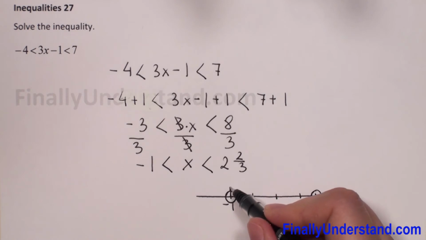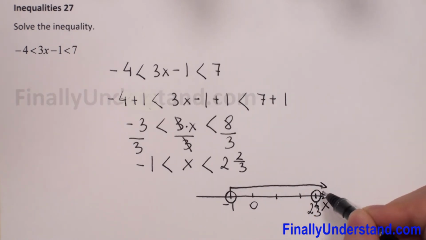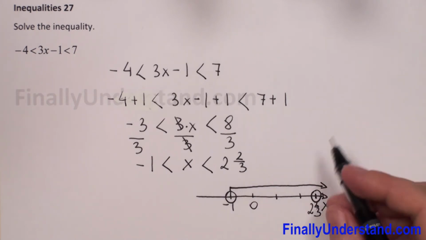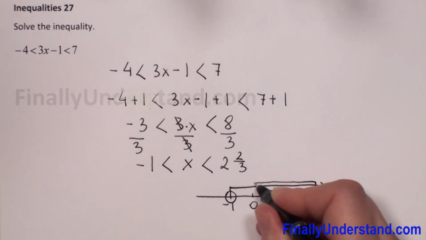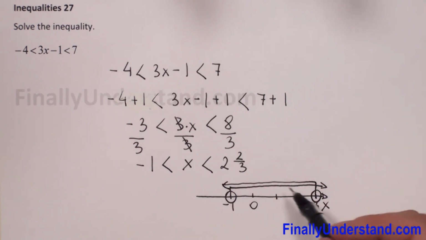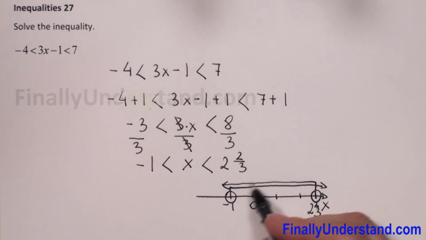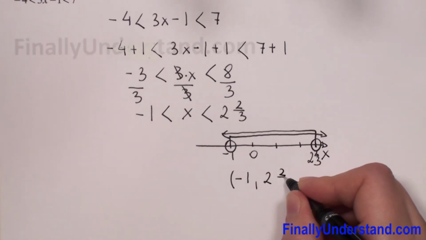So from negative 1 we are going to the right side, and x must be less than 2 and 2/3. So we are going from this to the left side. This part from negative 1 to 2 and 2/3, this is our solution. So we have the interval from negative 1 to 2 and 2/3.